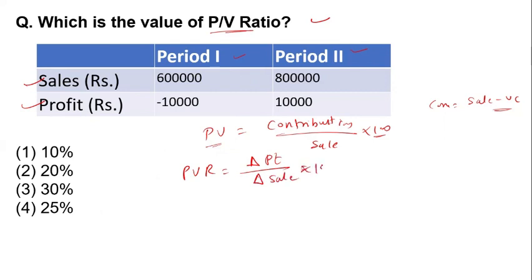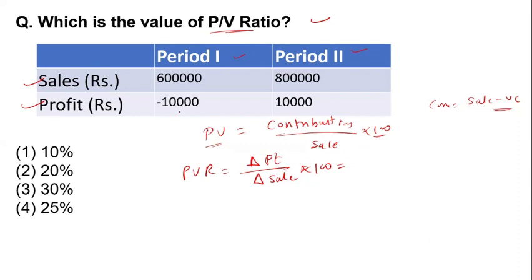Okay, and multiplied by 100. So how much you're changing your profit from the base to current year, and how much you change the sales from the base to current year. These changes will help you in calculating the PV ratio.